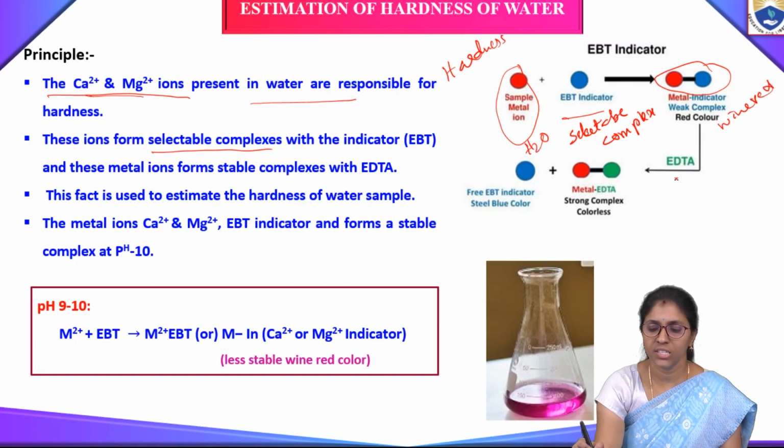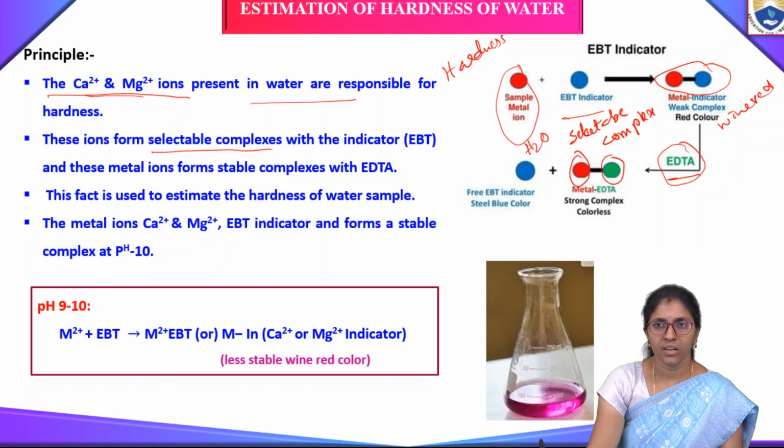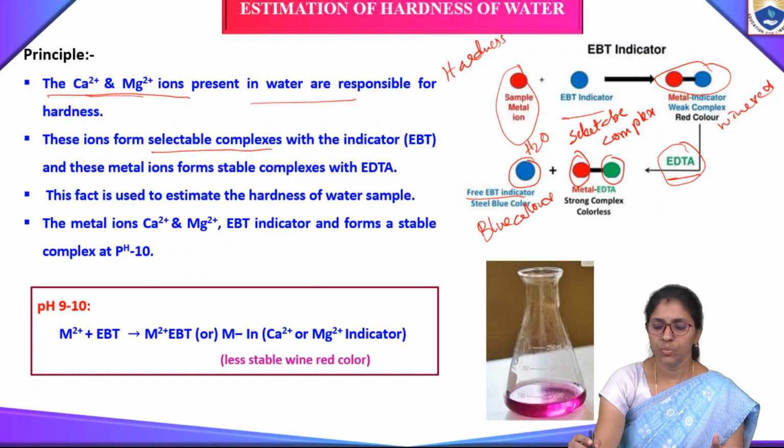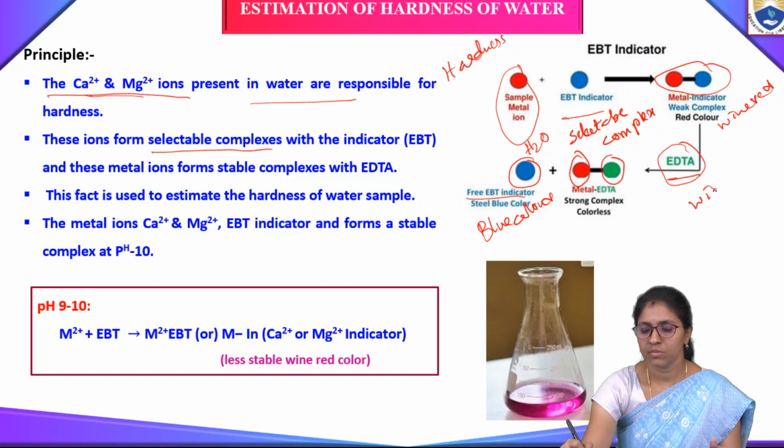When we treat it with EDTA solution, the EDTA will form a strong complex with the metal ion, leaving the free indicator. The free indicator is blue in color. So we will get the end point from wine red to blue color.